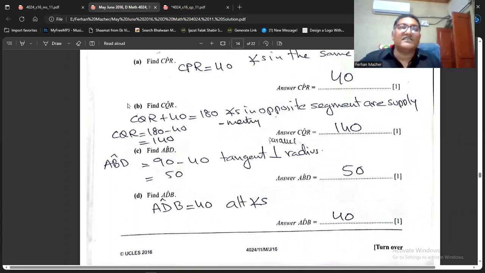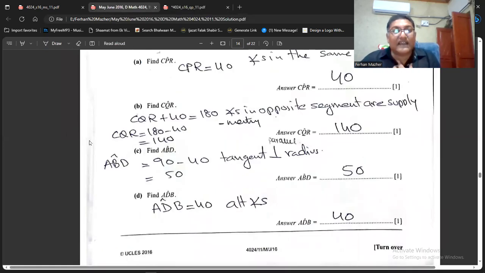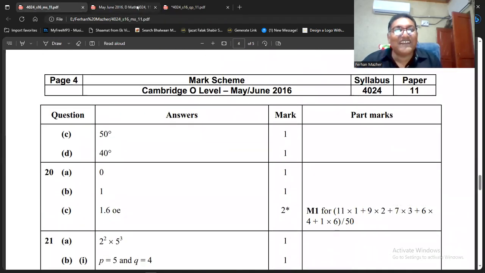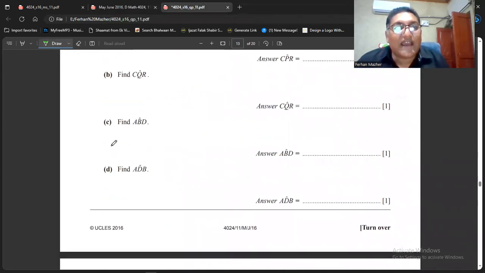The reason is that the radius and the tangent are perpendicular to each other. So how much is this angle? This angle is 50. I hope you understand. Let's check from the marking scheme. Yes, the answer is 50. So our answer is right. Hopefully you understand.